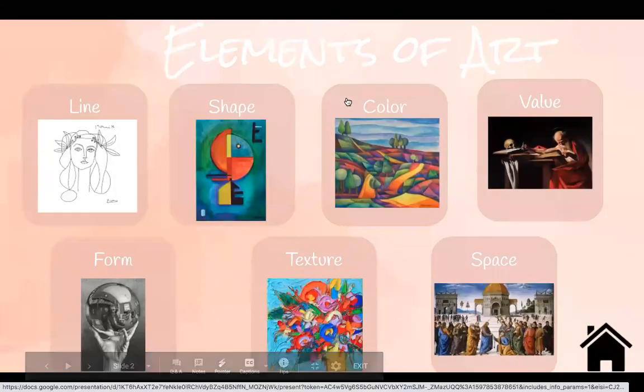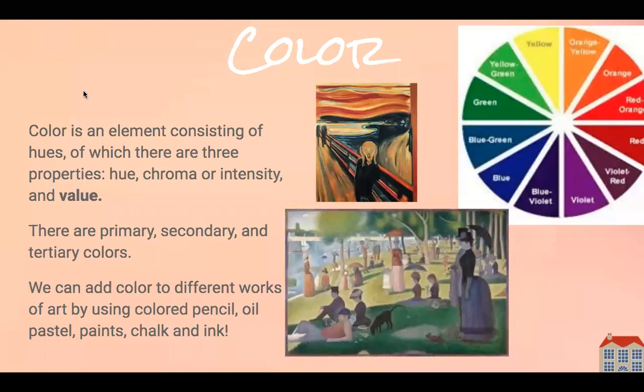So on to color. Color is an element consisting of hues where there are 3 different properties. Ignore this. There are hues, there are intensities, and there are values. There is not chroma. I don't know why that's included in there. There are 3 different types of colors. There are primary colors, secondary colors, and tertiary colors. The primary colors cannot be made by mixing other colors to create that. Those are yellow, red, and blue.